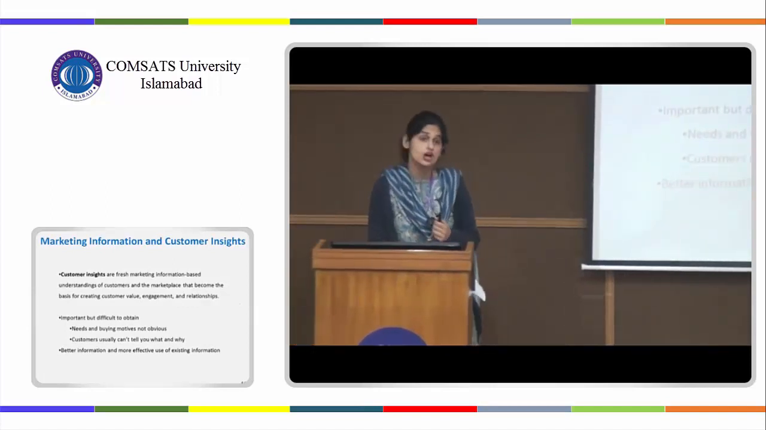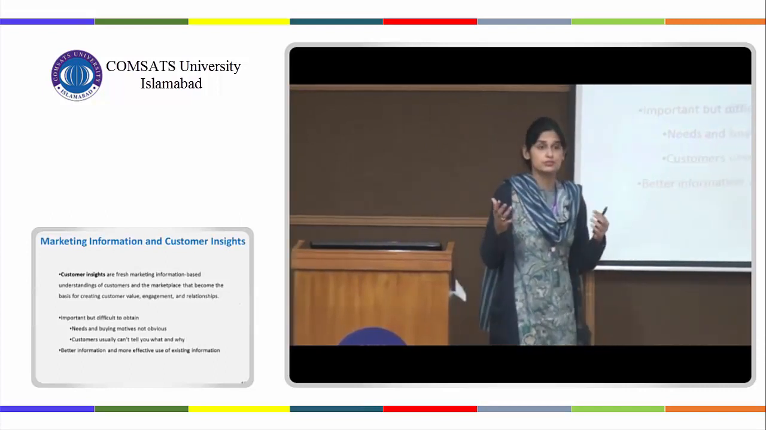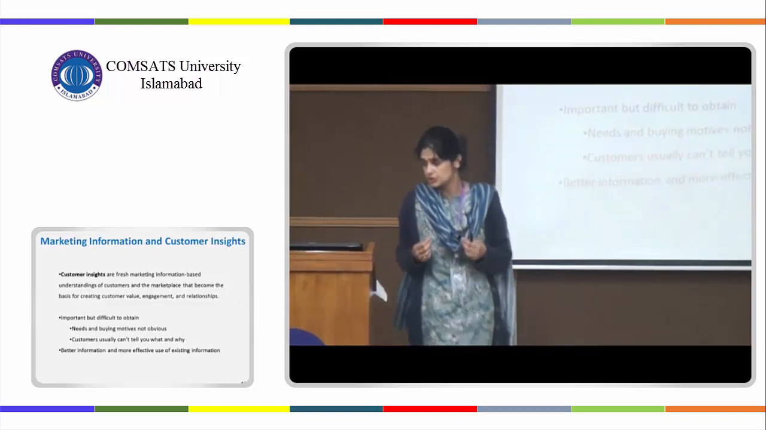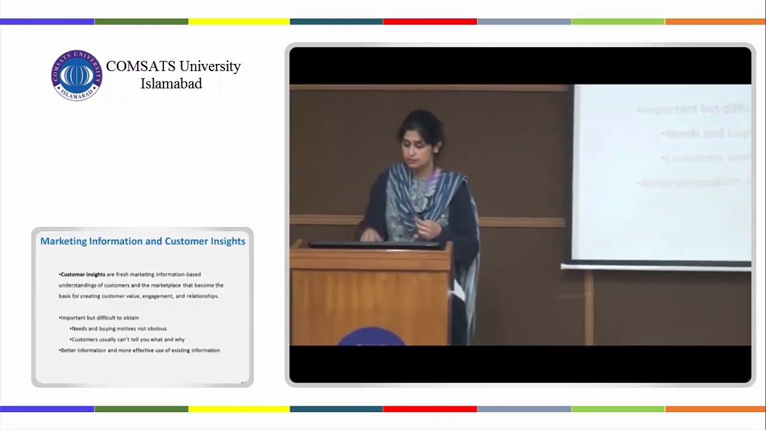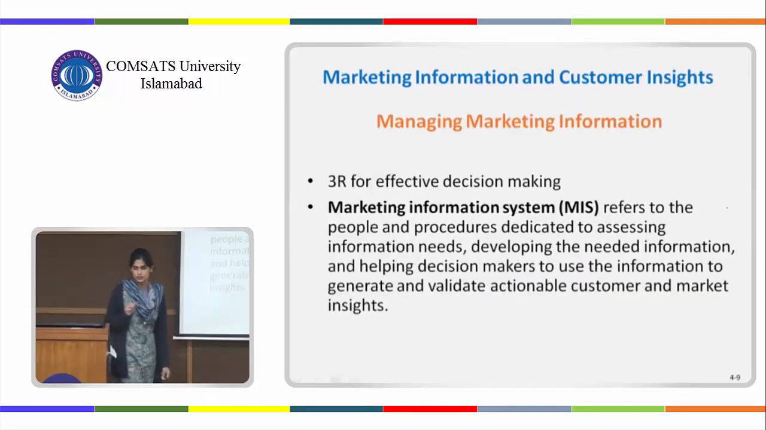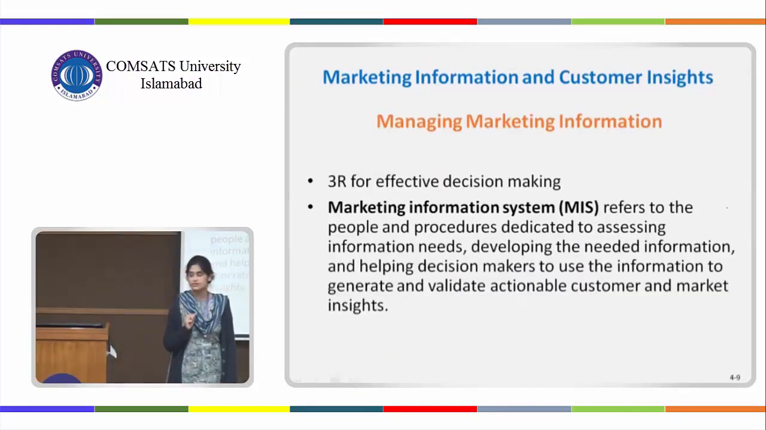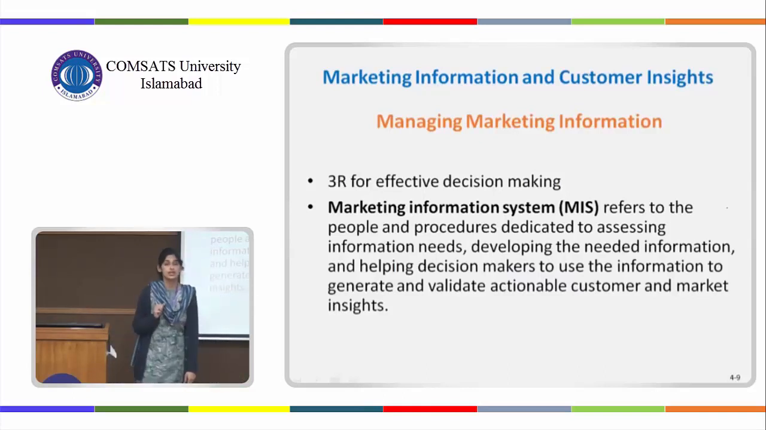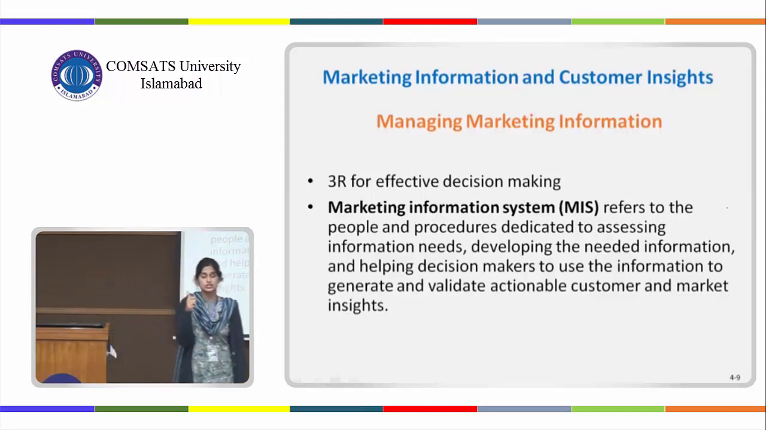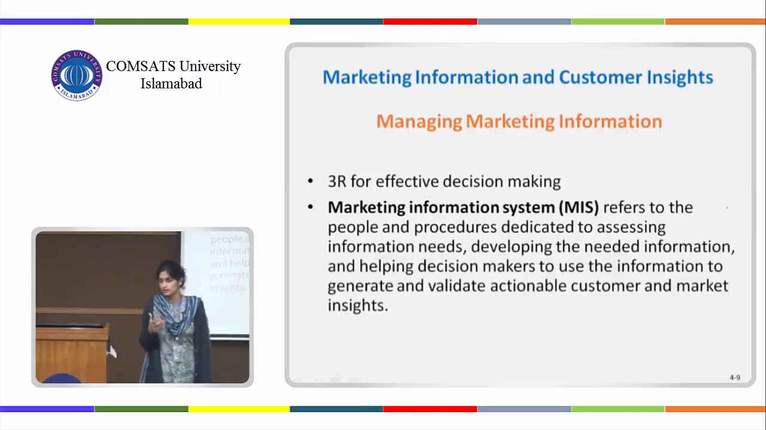Then we said it's not about the amount of information, but it is about the quality of information. So you want better quality information, and you want it for the fact that you need to put it to good use. Then we talked about 3 R's for effective decision making. What were the 3 R's? Right information, right time, and in the right form, right? So the information needs to be in the right form so that it can be acted upon, right?